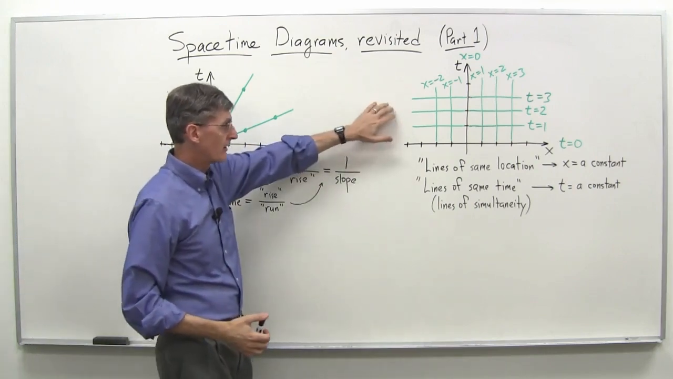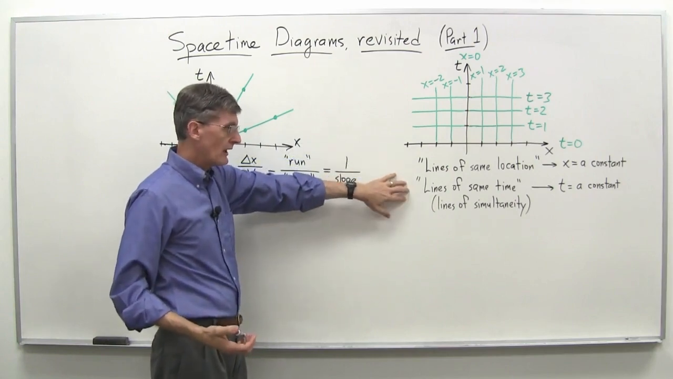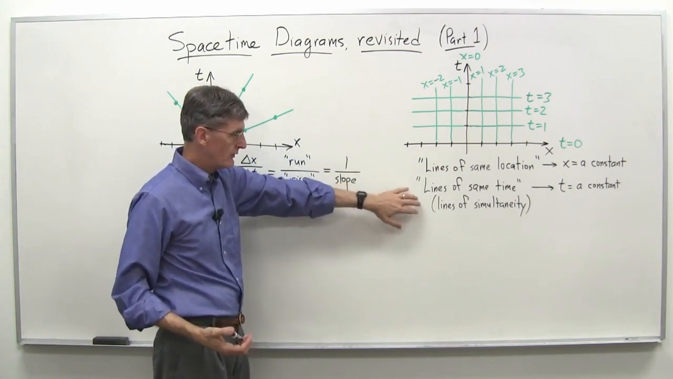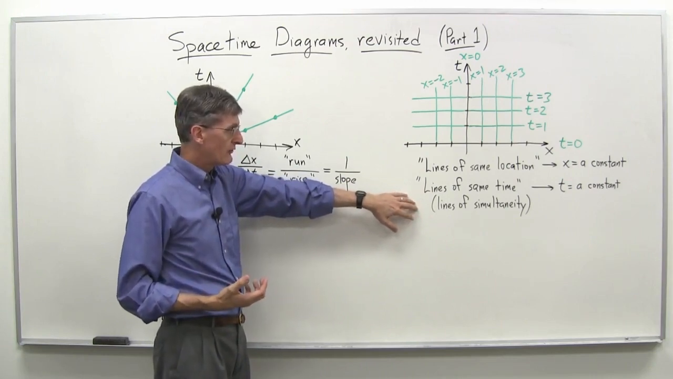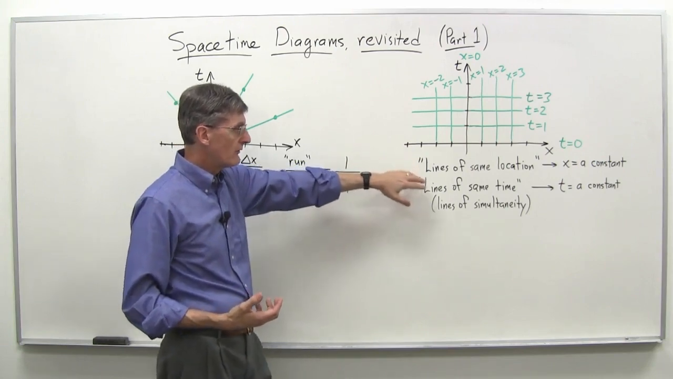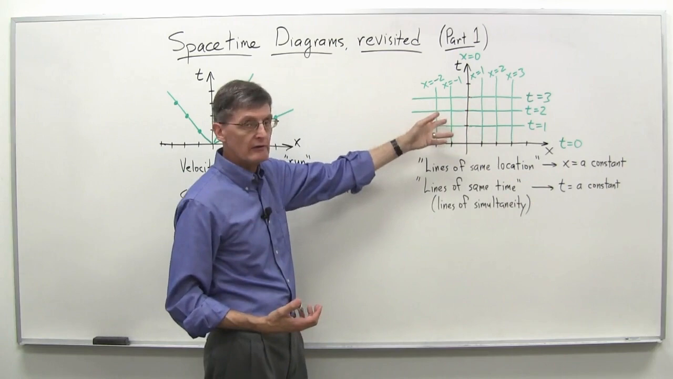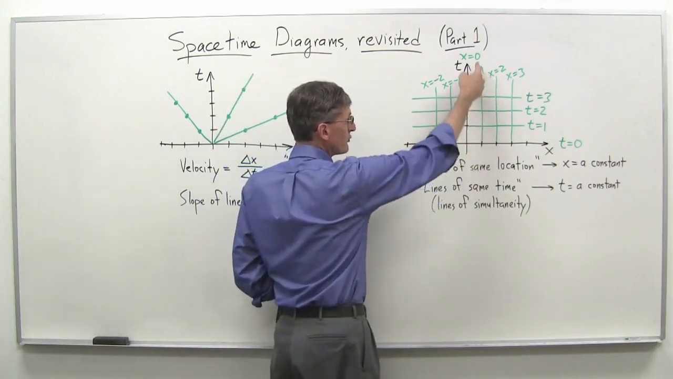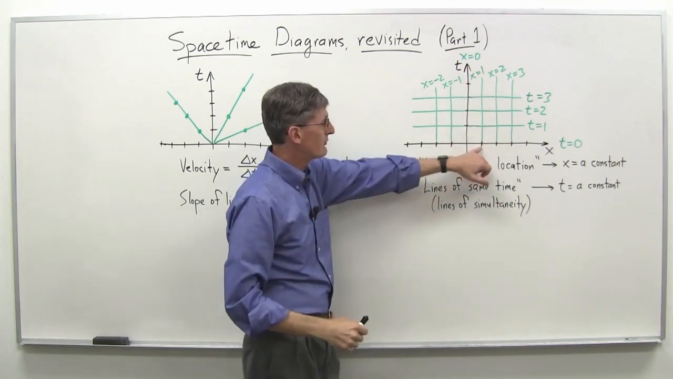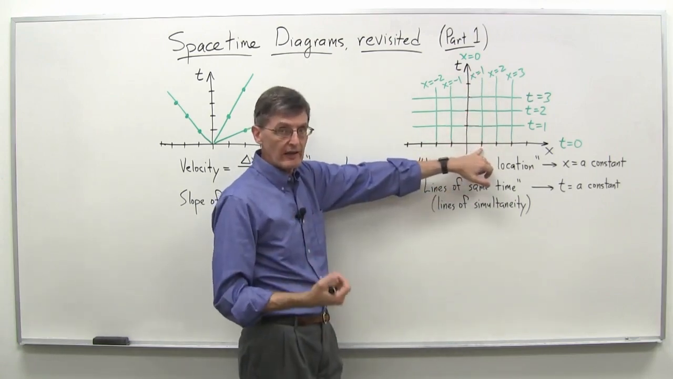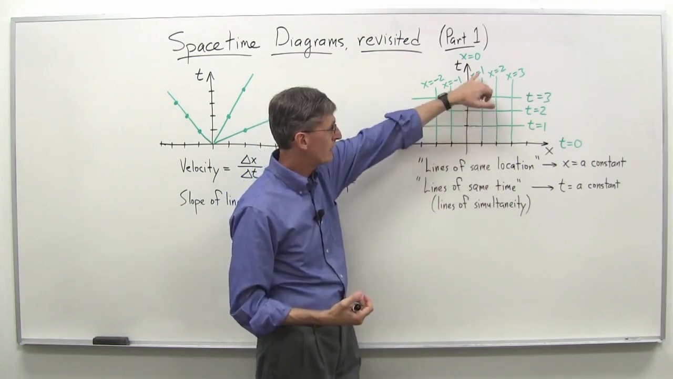Let's move over to this diagram, though, and talk about lines of same location and lines of same time, the latter of which is sometimes called lines of simultaneity. Essentially, for lines of same location, that means x equals a constant. I've drawn several of them in green here. This is the x equals 1 line. And remember what that means. If this is the world line of an object in space and time, it means it's just sitting there at the x equals 1 position. As time goes on, it's always at the x equals 1 position.